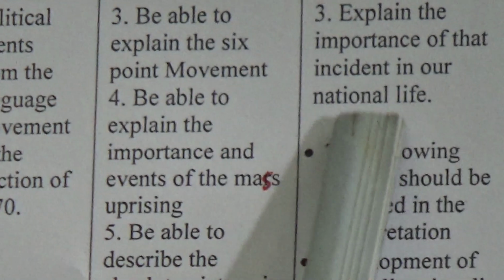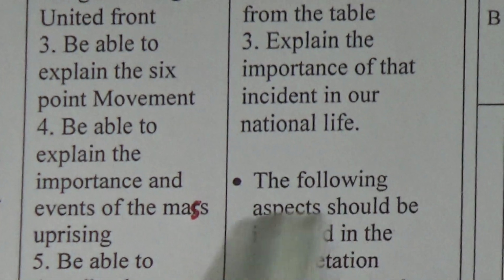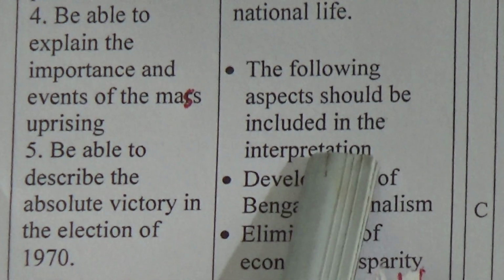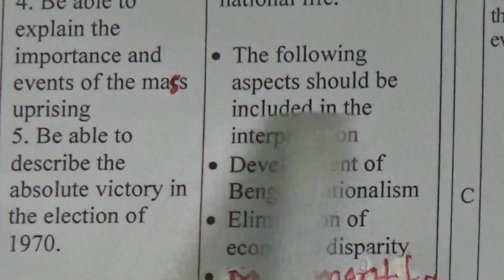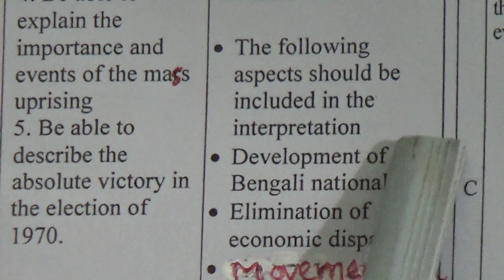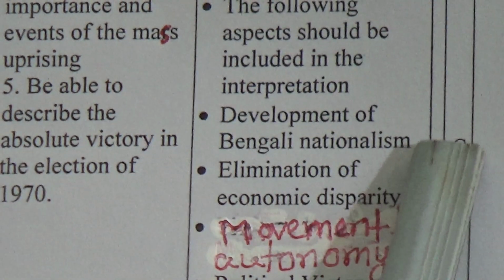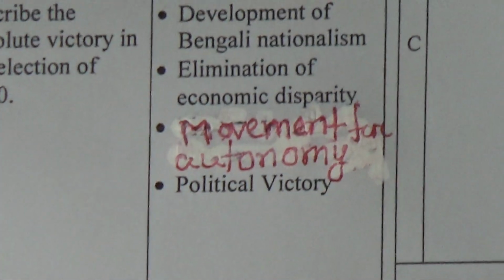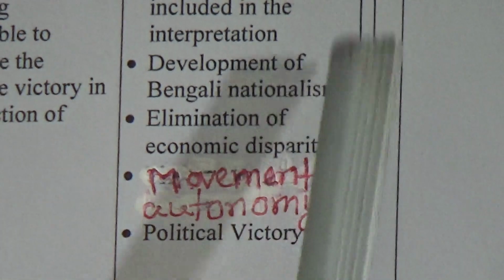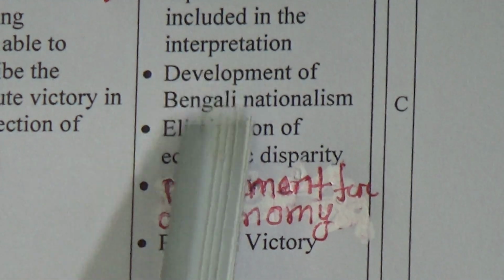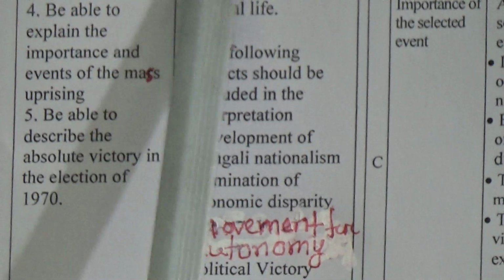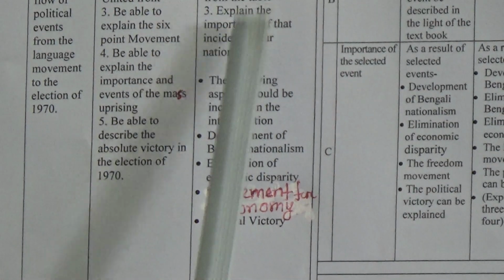When you write the number 3 question, you have to follow these 4 aspects. That means the following aspects should be included in the interpretation: development of Bengali nationalism, elimination of economic disparity, movement for autonomy, and political victory. You have to add these 4 aspects in your writing pattern when you write the number 3 question.